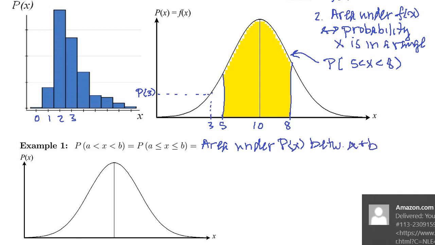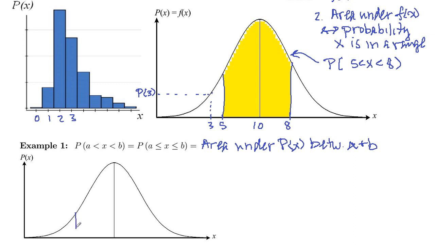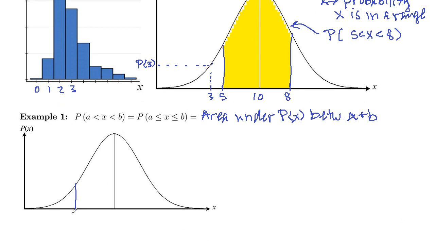So let's say that our a is maybe right here. And let's say we've got a b up here. And let's go ahead and dump some color. So that yellow area corresponds to the probability that a is less than x is less than b. So probabilities or proportions correspond to areas.